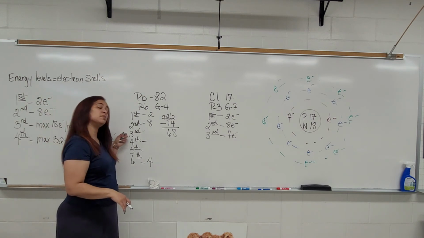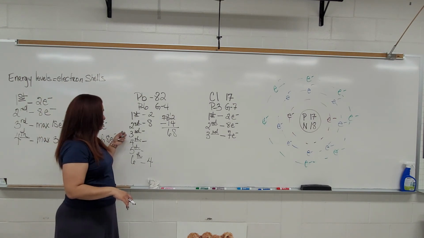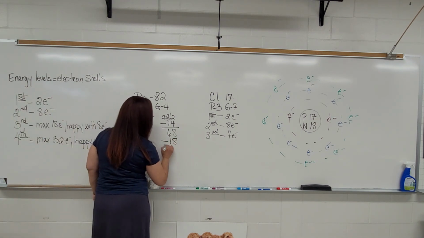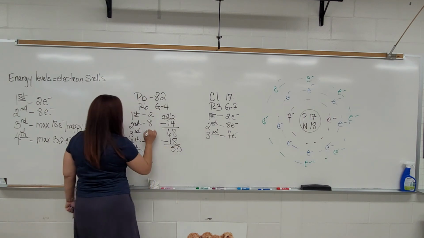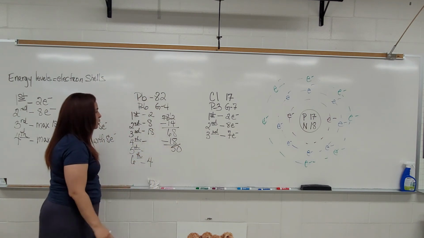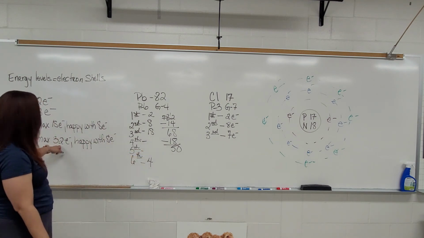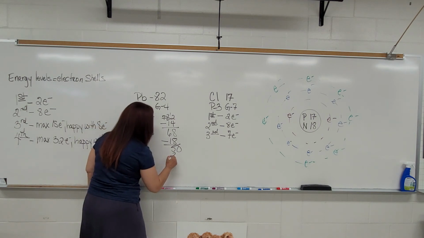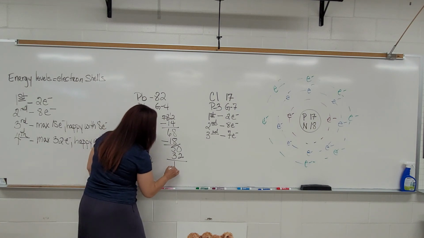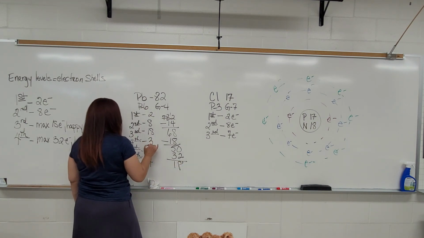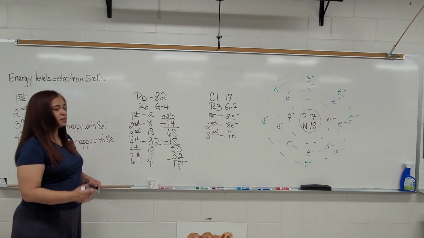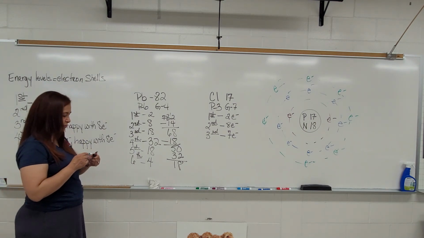Okay? The maximum number that I can take in the 3rd shell is 18. So 68 minus 18 gives me 50. So I have 18 here. The maximum number that I can place in the fourth shell is 32. 32 does in fact go in 50. 50 minus 32 gives me 18. So there's 32 here and 18 here. And that is the electron configuration for lead.